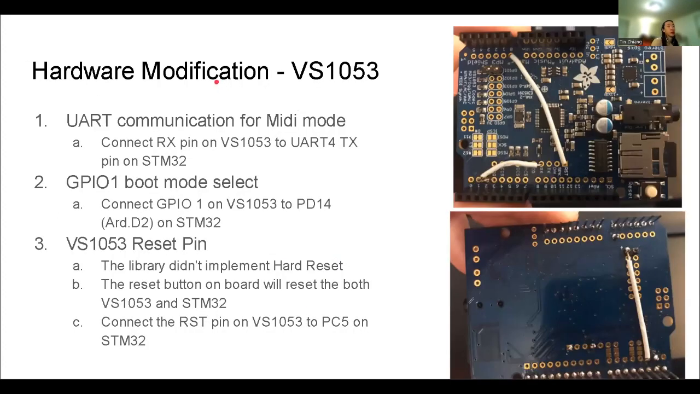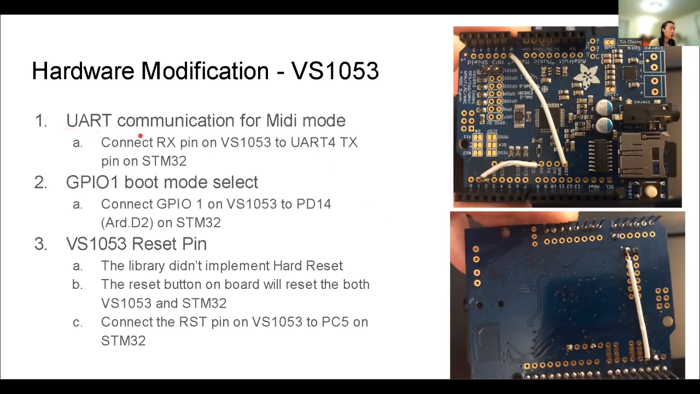Okay, and then we can talk about the hardware modification. I have to modify the VS1053 because I need to be able to switch the operating mode between stereo mode and Midi mode. In order to switch mode, I have to configure the GPIO pin during the reset. If GPIO 1 is logic low during the reset, the audio card will boot into stereo mode. But if it's high, it will boot into Midi mode. So essentially, I just connect GPIO 1 and the reset pin to 2 of the GPIOs on our STM32, so that I can manipulate those 2 GPIO ports, reboot, and switch mode for the audio card.